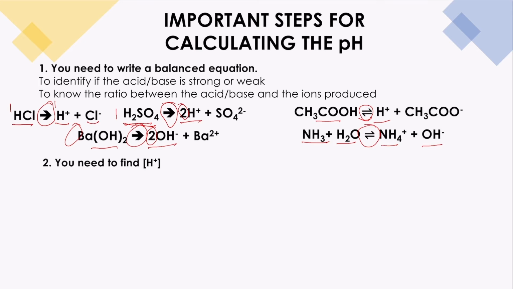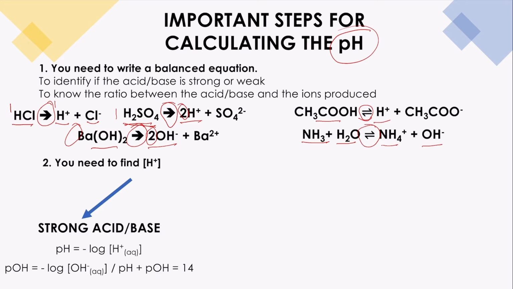The next step is to find H positive. As we said before, to find pH, we have to find the concentration of H positive. So here we have two scenarios. First scenario, if we have a strong acid or base, we can calculate the pH using negative log H positive if we have an acid. If we have a base, we can calculate pOH first from the concentration of OH negative. Then we can find the pH using this formula: pH plus pOH is equal to 14. And this is only for strong acids or bases.